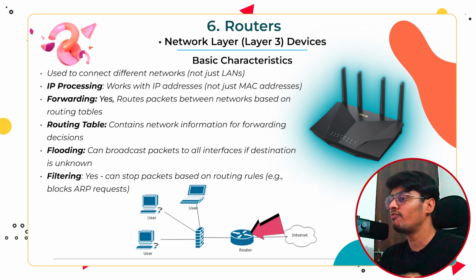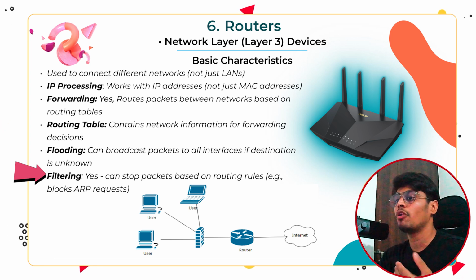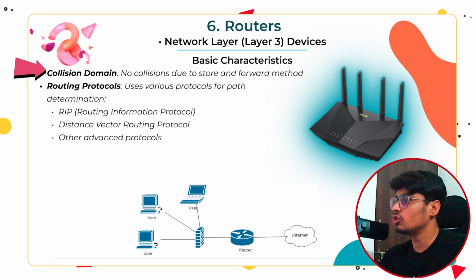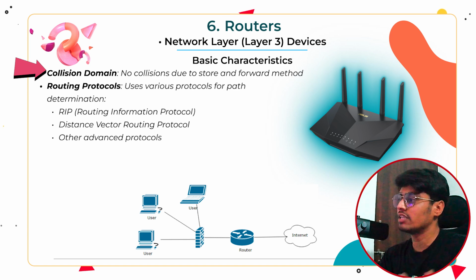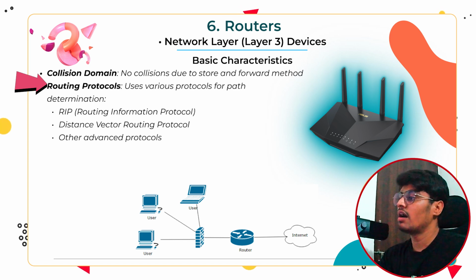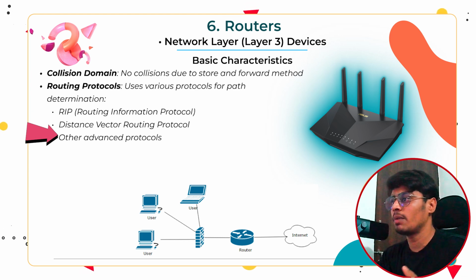Next is filtering. Can a router filter packets? Yes, it can stop packets based on routing rules, like blocking ARP requests and so on. Next is the collision domain. Can packets collide inside the router? No, because a router uses the store and forward method, just like switches. It uses routing protocols like RIP, Routing Information Protocol, a distance vector routing protocol, and other advanced protocols. So that's all about the router.